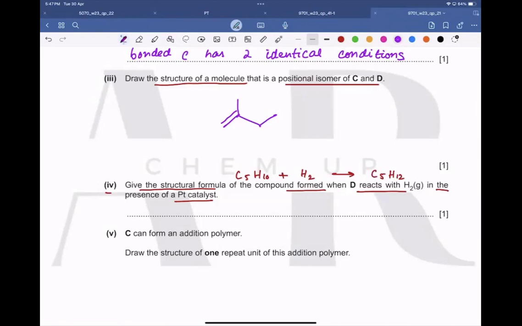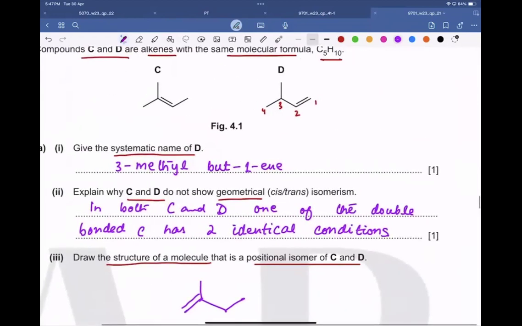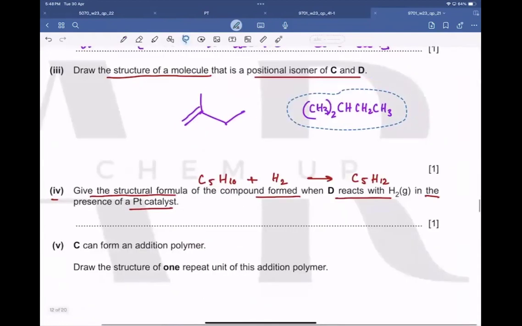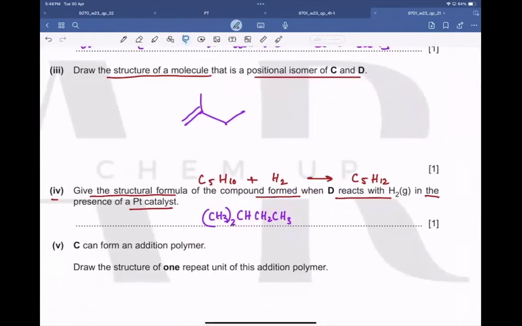So they are asking you for the structural formula. See over here, it's D, right? So it would turn into this. The structural formula would be this: two CH3 groups bonded to CH, and then CH2 and then CH3. So that is the structural formula. Don't write the molecular formula over here, because they have asked you to write the structural formula. Is this clear? If anyone of you has any confusion, please ask. Okay.